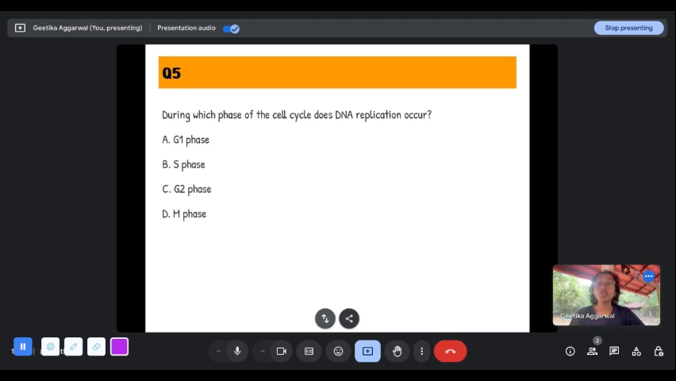So, during which phase of the cell cycle does DNA replication occur? Is it the G1 phase, the S phase, the G2 phase, or the M phase? So, during which phase of the cell cycle does the DNA replication occur? The correct answer to this is actually the S phase, which is also called the synthesis phase, during which the DNA replication occurs.